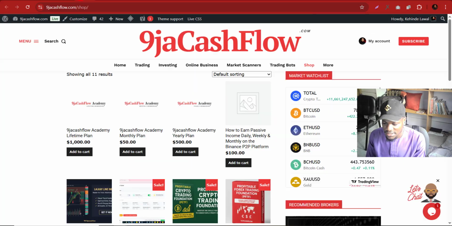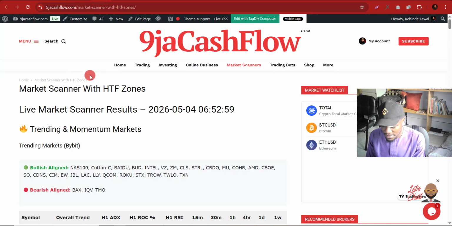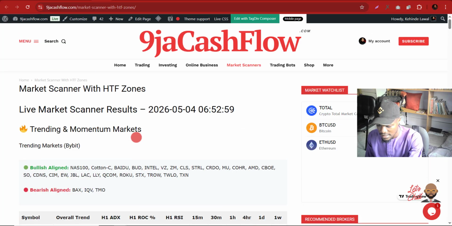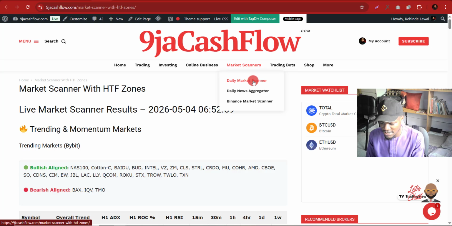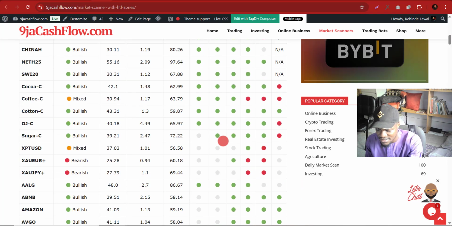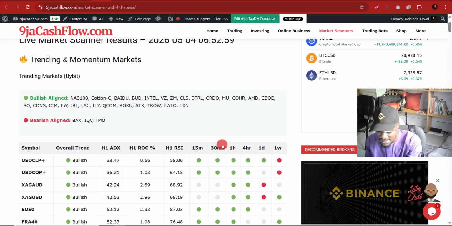So for the daily market scanner page, here you can check the daily market scan, or if you come to market scanner menu at the top and just click on daily market scanner, you are going to see the last scan. You see the date. So this one was 0652, that's 6:52 this morning. That was when the scan was done, right? And you can just scroll down and access any market. You can view all the trends, right, on 15 minutes, 30 minutes, 1 hour, 4 hour, 1 day.